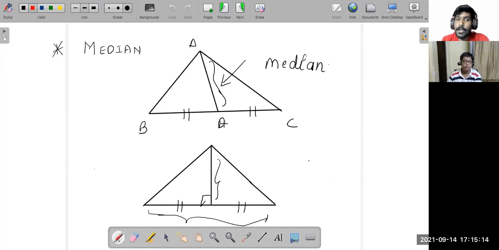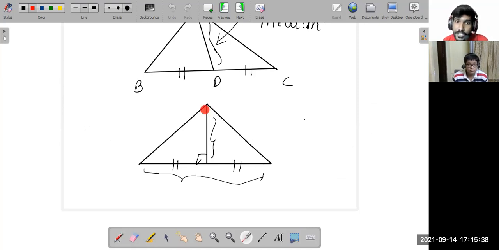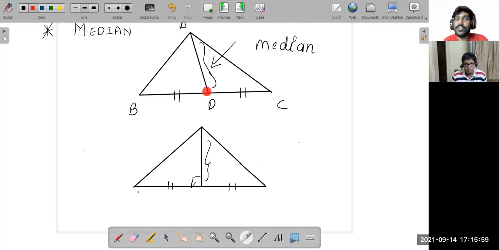Then we saw what is a median. Median and altitude are two different topics. A median is a line that joins a vertex to the opposite side, and the median will divide this side into two equal parts. But an altitude is a perpendicular line from the vertex to the opposite side, and it is not necessary that it will divide the side into two equal parts. It may or may not, but for a median it is compulsory. Clear?